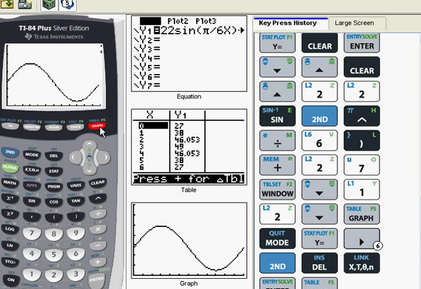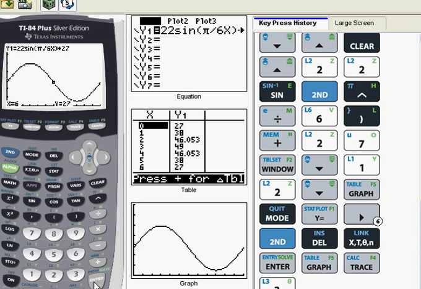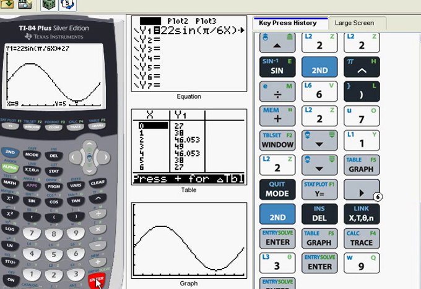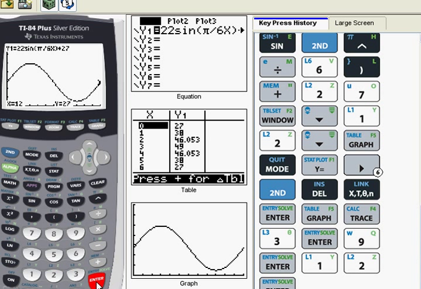We see a curve that looks just like the curve we expected it to look like. Here's the fun part. If you hit trace, you can check certain values. At 6 minutes, 27, we knew that would happen. What about 3 minutes into the ride? There it is at that max height of 49. How about 9 minutes into the ride? Sure enough, it's at 5 feet like we expected. And then lastly, at the end of the ride, we're at 27 again. So that's how you find the equation of a Ferris wheel.